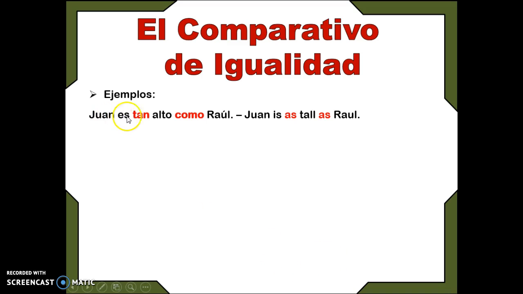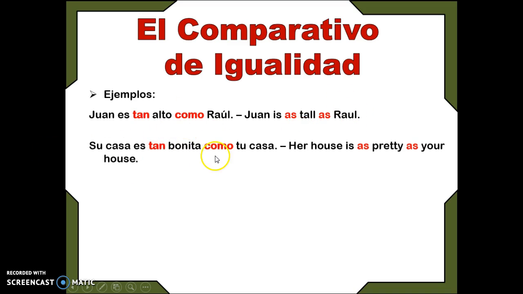All right, so let's look at some examples. Juan es tan alto como Raúl. Juan is as tall as Raúl. So they're the same height, right? As and as, they both mean as, but you have to use them differently, right? So Juan es tan alto como Raúl. He's just as tall as Raul. Su casa es tan bonita como tu casa. Her house is just as pretty as your house. Okay, so again, tan and como both mean as. And you're forming it, look, you're putting it in the same place too.